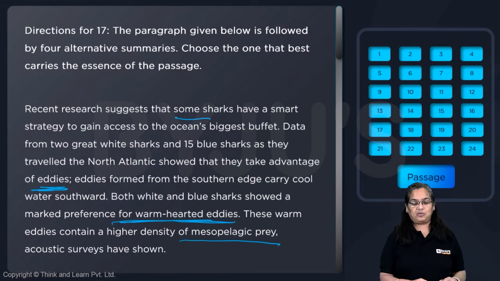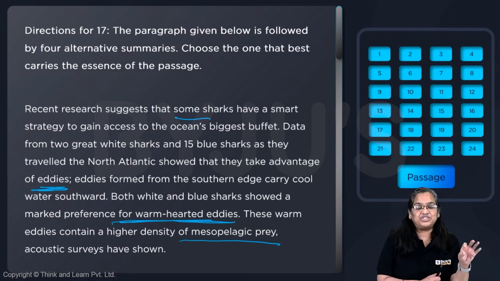What's the passage talking about? Some sharks have a strategy. What is the strategy about? Gaining access to what the ocean has to offer in terms of their food. Buffet, the food. What is that?